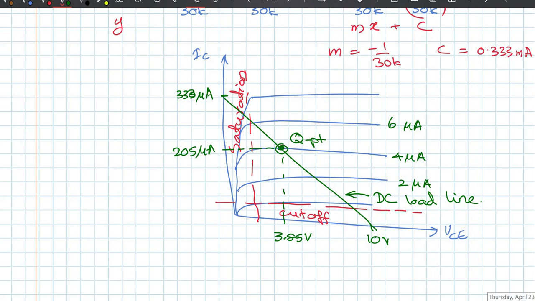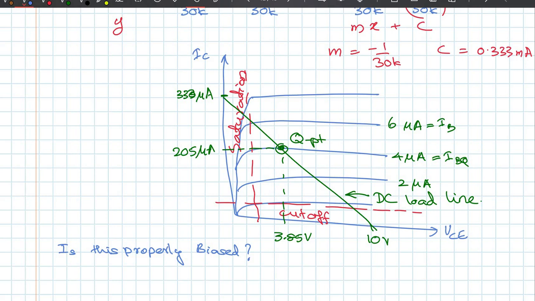Okay, so these are IB values. So my IBQ is roughly this way. Now the question is, is this properly biased? Okay, is this properly biased? That is the question.